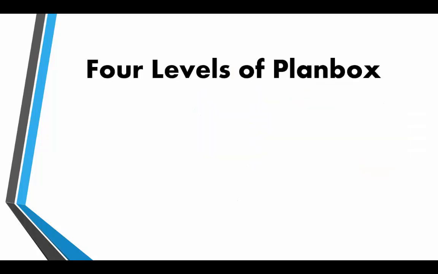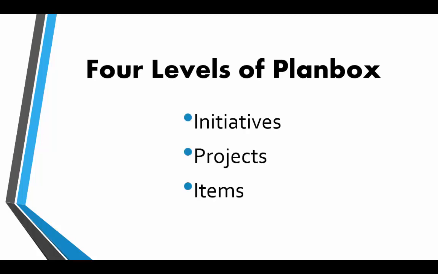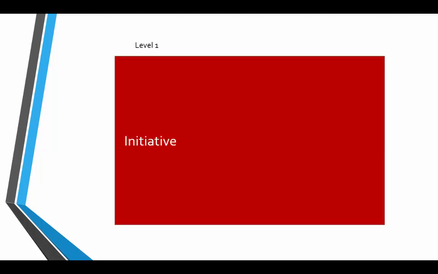In Planbox, we structure work in 4 levels: initiatives, projects, items, and tasks. An initiative can be a customer or client if you are an agency. It can be a product line, a business department, or a business unit.